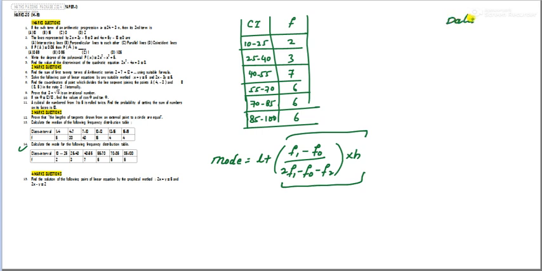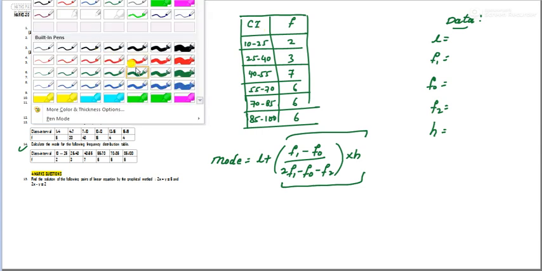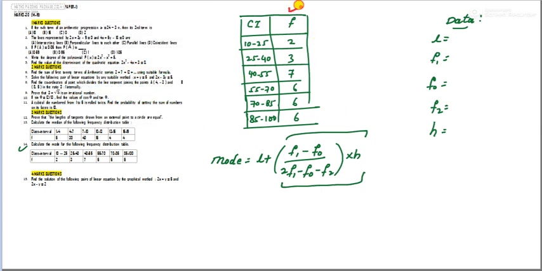Now, how are you going to get the data? You should have L, f1, f0, f2 and h. Just by referring to the table, there is no need of drawing one more column as in the median. For the median you need CF, here we don't. So how are you going to solve this? You have to look for F.